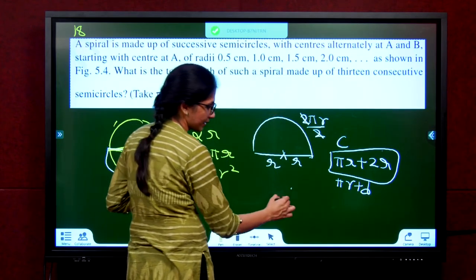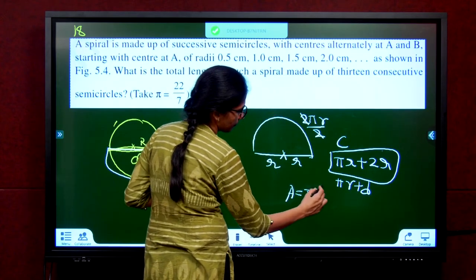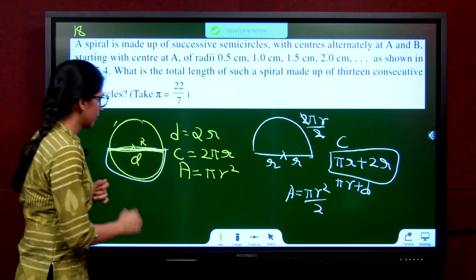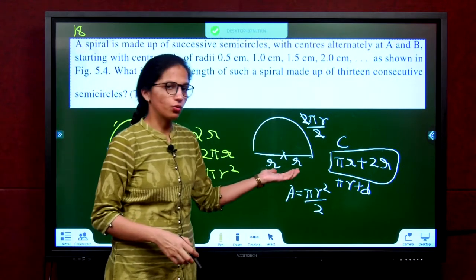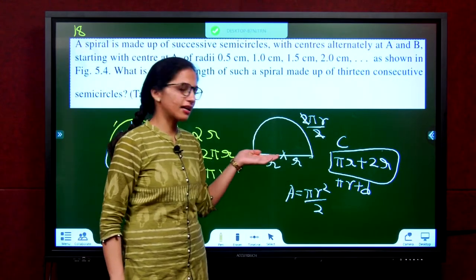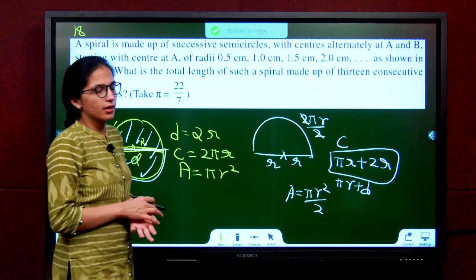What about area of semicircle? It is just pi r square by 2. Because this whole thing is pi r square, half of this is pi r square by 2. But for circumference, you have to add this extra r's because it's a boundary. Don't forget that.